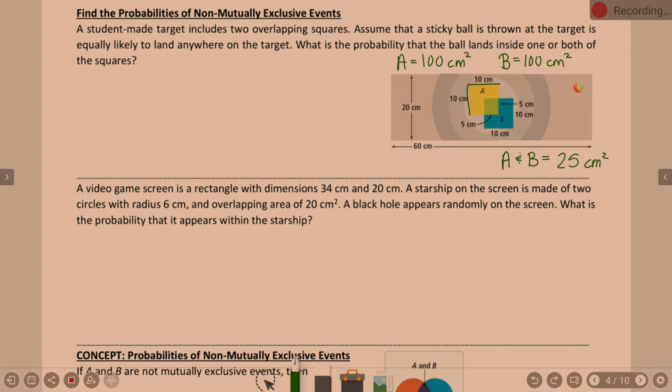There's one more area we need, and that is what? It's the outside area. Okay, the big entire area, right? Officially, it's the whole area of the target. I've just been writing entire area today. But that entire area is 20 by 60, which is 1,200 square centimeters. Okay. So, we have all the areas we need. What are we thinking here?